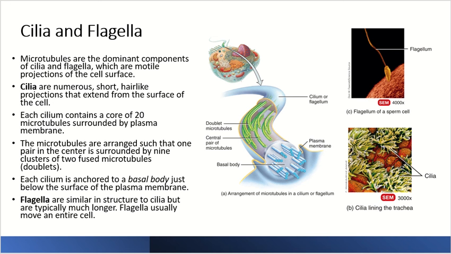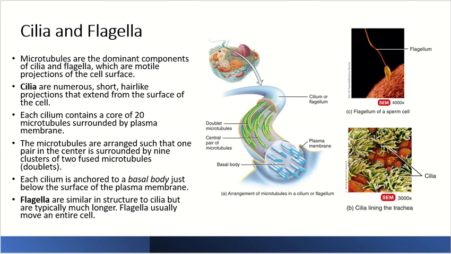The microtubules are going to be arranged such that one pair in the center is going to be surrounded by 9 clusters of 2 fused microtubules. These are called doublets, which we can see here. Each cilium is going to be anchored to a basal body that's just below the surface of the plasma membrane. And then those are cilia. These are kind of hair-like. We can see them here.